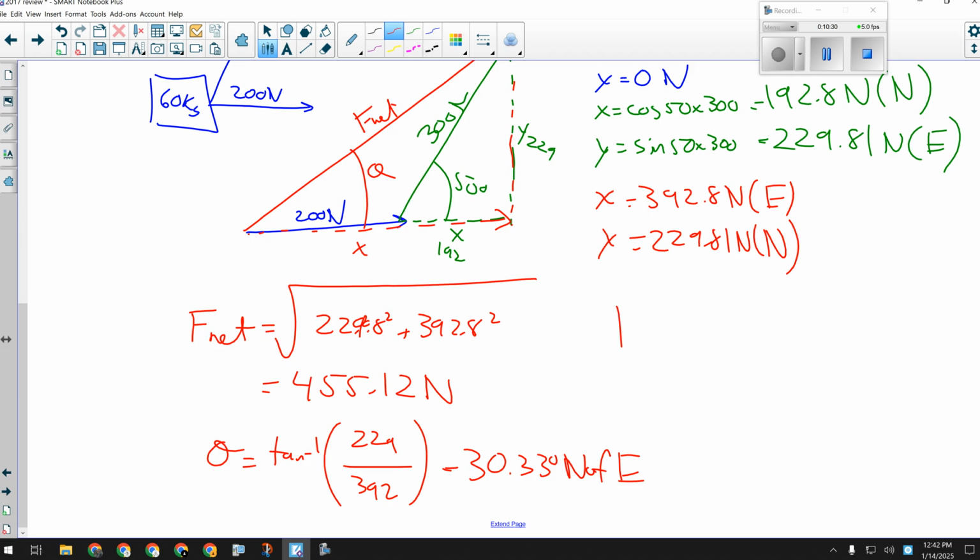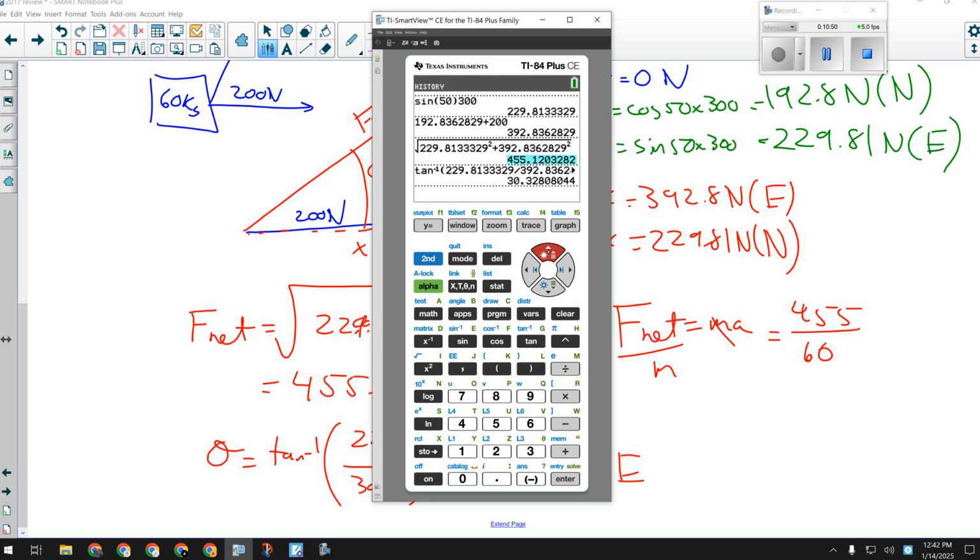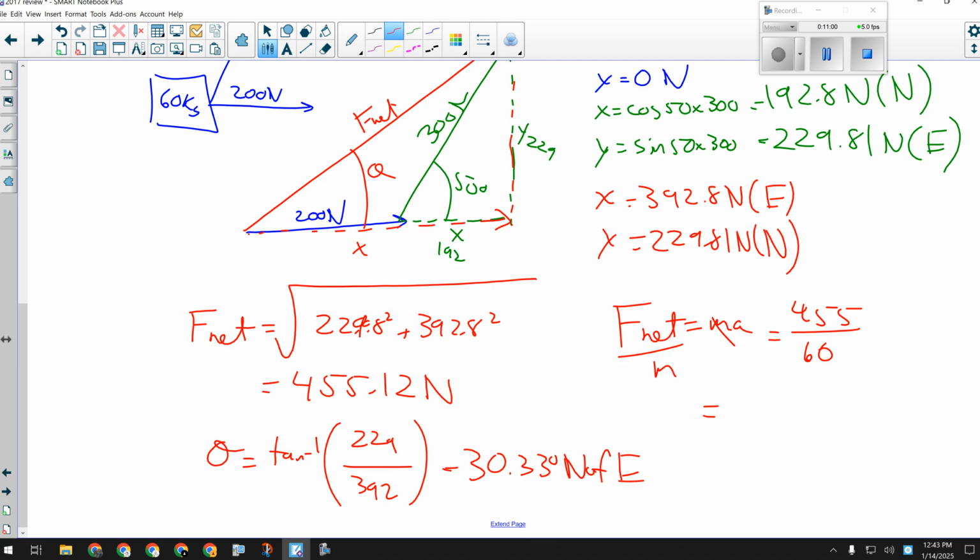So I've already done the vector sum of all forces part. Now I'm doing the F net equals m times a part. To get the acceleration, it's F net divided by m. So 455 divided by 60 kilograms is going to give me 7 point, we only have 2 significant digits here, so 7.6 meters per second squared at 30 degrees north of east. We do have to remember acceleration and net force always share a vector because one causes the other. Questions on that one?